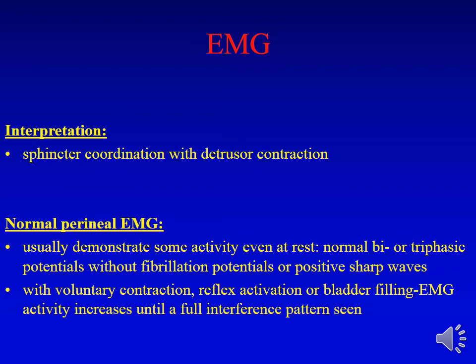In other words, as the bladder starts filling, the sphincter is silent and starts slowly getting a guarding reflex, then slowly increases. When the patient passes urine, the detrusor contracts, the sphincter must relax, then EMG should be very silent. Okay. Normal perineal EMGs usually demonstrate some activity even at rest, normal biphasic or triphasic type of potentials. With voluntary contraction and reflex activation of bladder filling, EMG activity increases until a full interference pattern is seen.